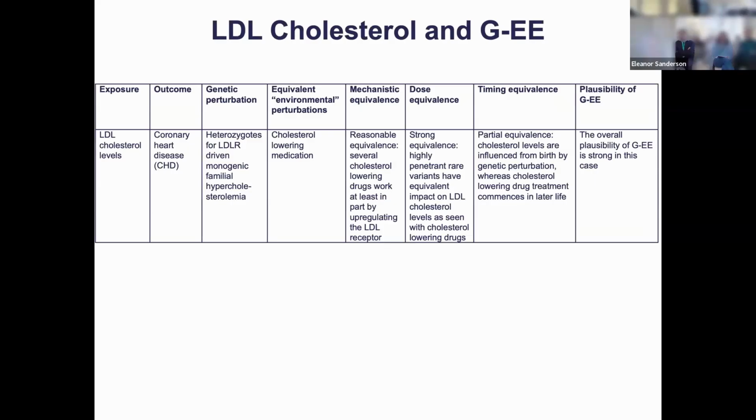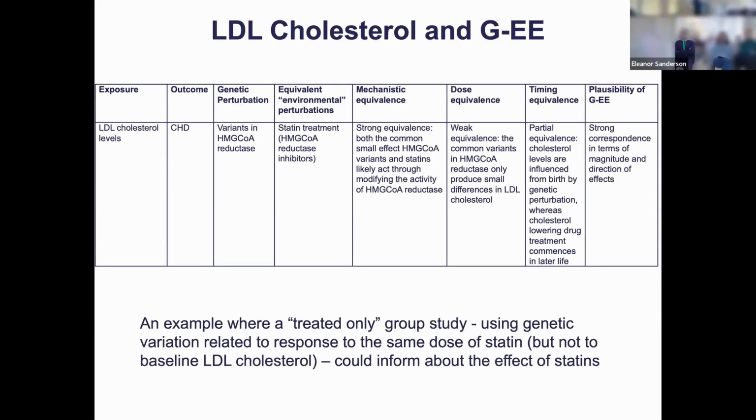Jack talked about HMG co-reductase. So I'll move on to slides, but there are so many examples in this situation. LDL cholesterol is a pin-up because there are just so many equivalent situations. So HMG co-reductase, or statins: they mimic genetic variation in the gene HMG co-reductase. They are HMG co-reductase inhibitors, and through inhibiting that, they reduce LDL cholesterol levels. So your genetic perturbations are those variants, the environmental perturbations are statins, with mechanistically strong equivalence. The dose equivalence is weak because the variation in HMG co-reductase produces relatively small differences.